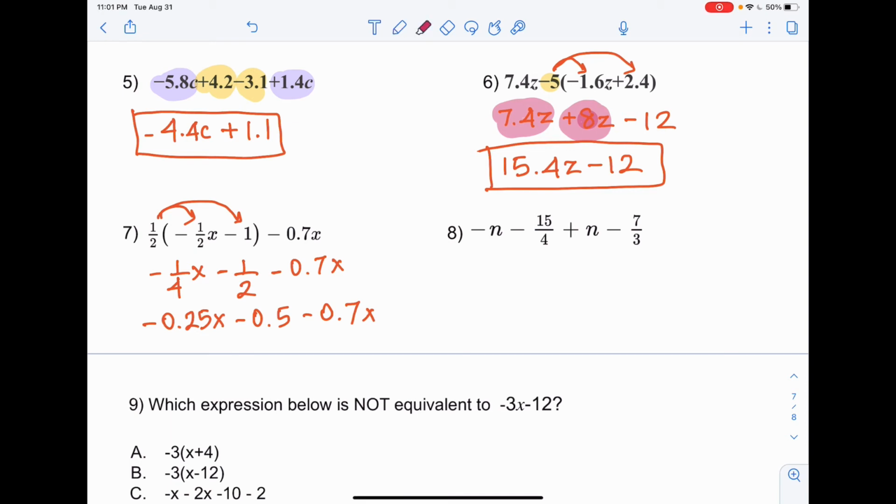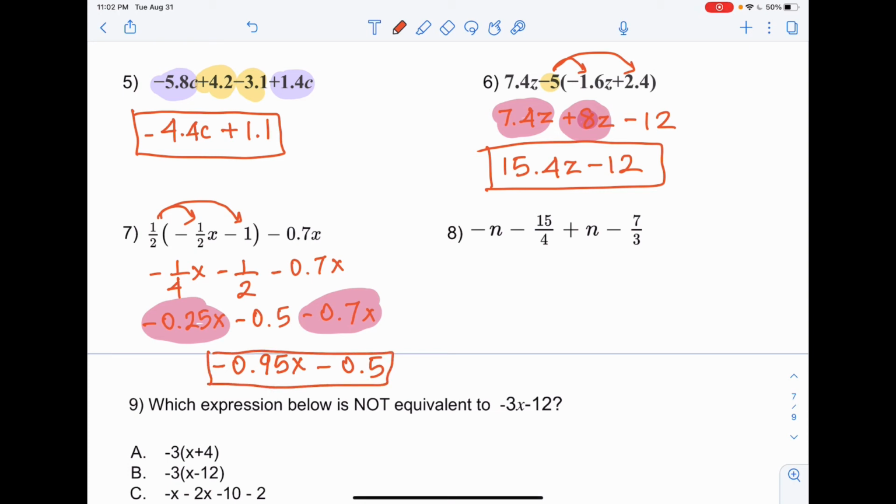Let's combine like terms. We have negative 0.25x and we have negative 0.7x. Let's combine them. If you combine them, since both of them are negative, it's going to be negative 0.95x. So we're adding the coefficients. Minus 0.5 as it is, and done.